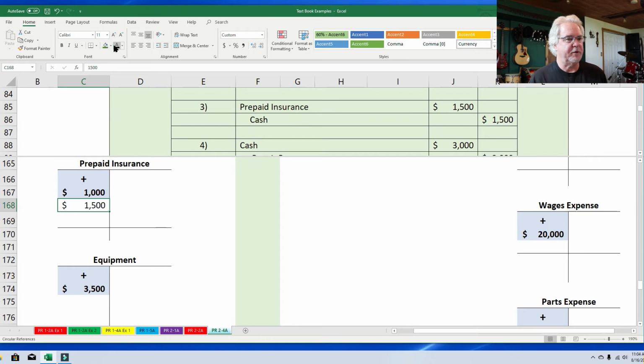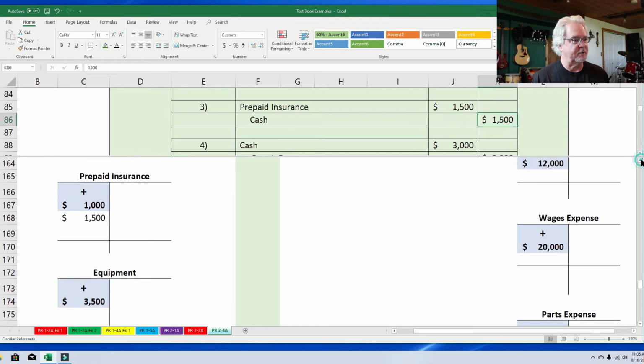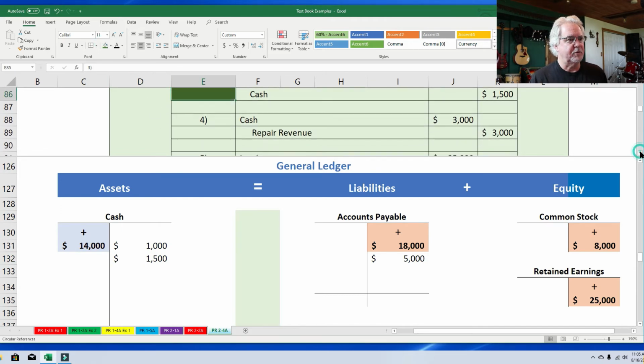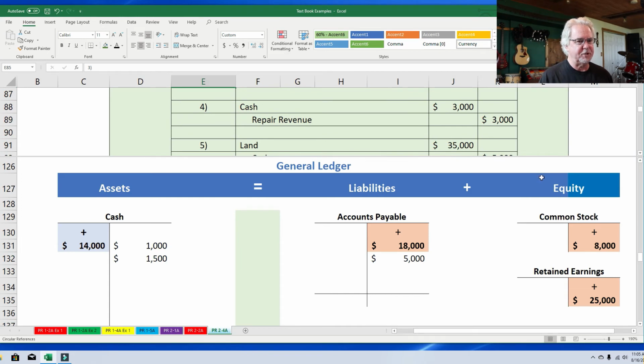Okay, here we go. Prepaid insurance on the left-hand side, $1,500. Cash on the right-hand side for $1,500. Coming down to transaction number 4. Whoa, I forgot to mark that off, or I might think, oh, did I do that or not? There we go. Dark green means I posted it. You can just use a check mark. Cash on the left-hand side for $3,000. So I'm going to put $3,000 here. There we go.